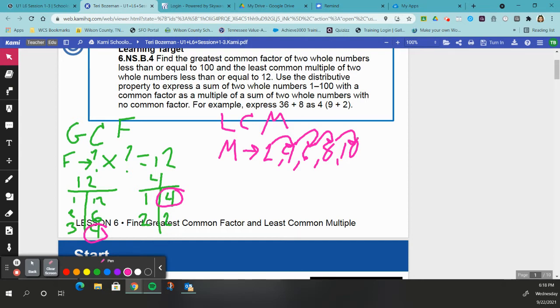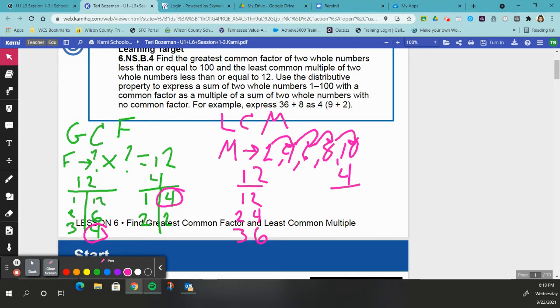So let's use those same numbers. Let's use 12 and let's use 4. And we're going to list the first 3 multiples of 12. So if I'm counting by 12s, I would start with 12. And then 2 12s would be 24. And then 3 12s would be 36. All right, so that's my first 3 for 12.